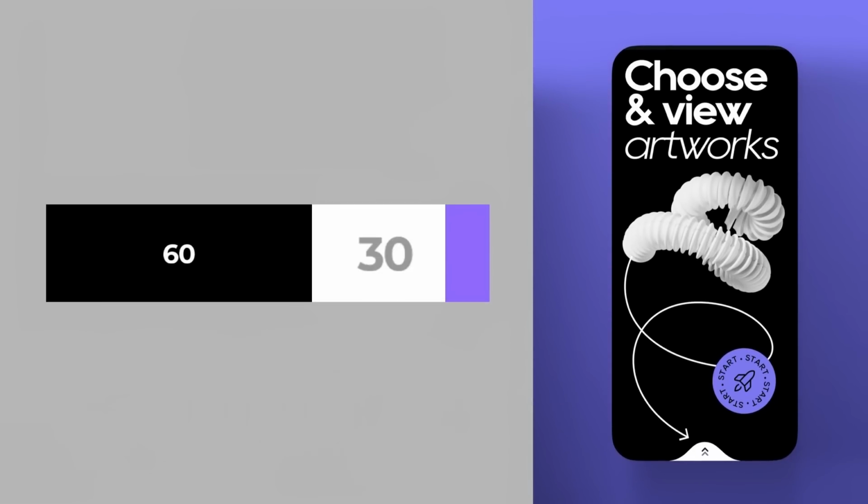So 60-30-10 relates to percentages, 60%, 30% and 10% respectively. And these percentages are for the 3 main colors you will choose. So you want your dominant color to make up 60% of your design, the secondary color to make up 30%, and the accent color should make up the remaining 10%.